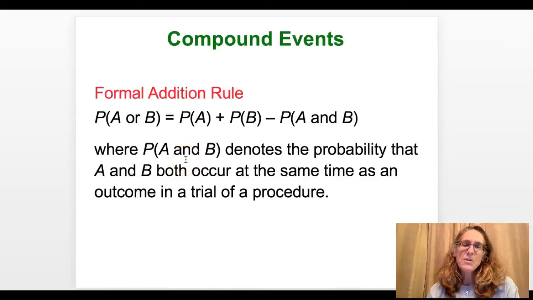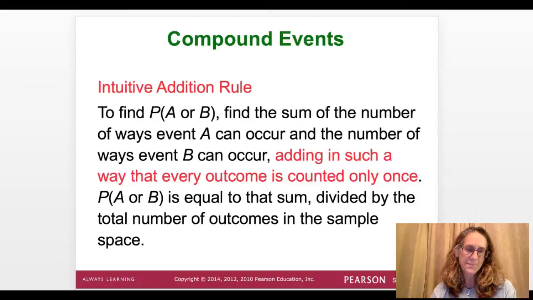The formal addition rule says the probability of A or B is the sum, hence the name, addition rule, of probability of A plus probability of B, but you have to subtract off the probability that they both happen at the same time. Basically, the intuitive idea is to find the number of ways that A can occur and the number of ways that B can occur, but you don't want to add anything twice. So if you add the probabilities separately, if they can happen at the same time, you have to subtract off that possibility.